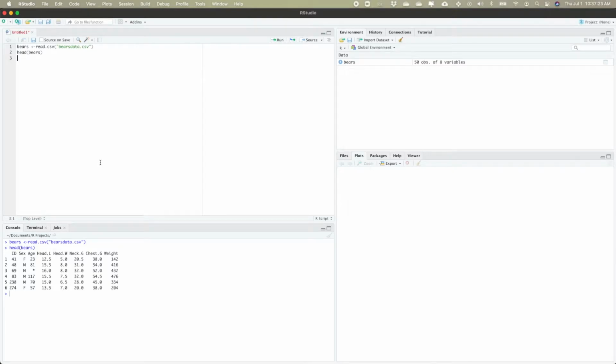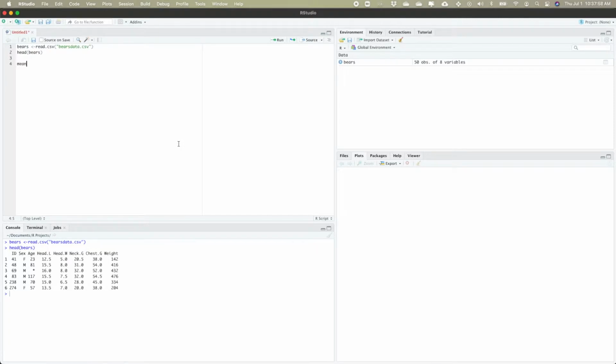And I want to look at running hypothesis tests and computing confidence intervals for data. In order to do this, I read in this table that is bears data. My variables are the ID, the sex, the age, the head length, head width, neck girth, chest girth, and weight of these bears.